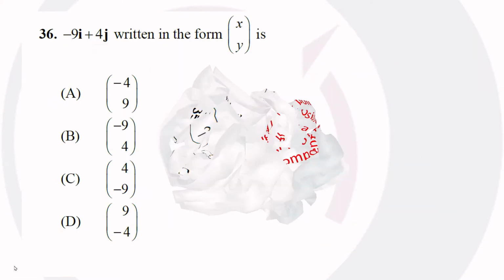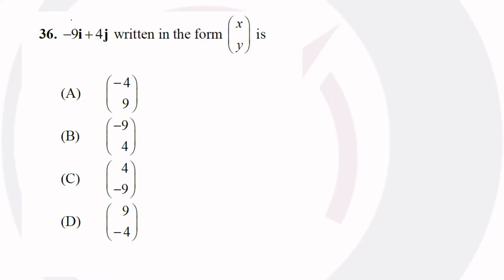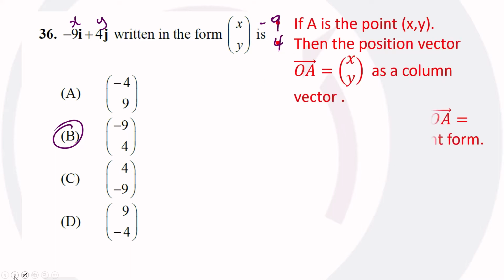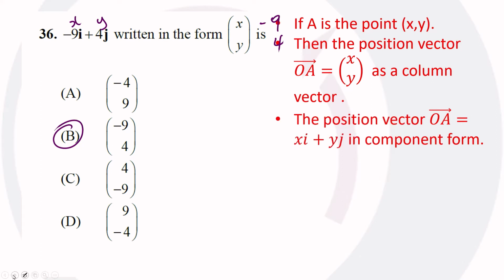Alright, let's look at number 36, the same question. We say anything attached to our i is our x, anything attached to j is our y. So that's going to give us (-9, 4). Which one matches? That's going to be B. So remember this, we call it the component form of the vector, the vector written in component form. Alright.